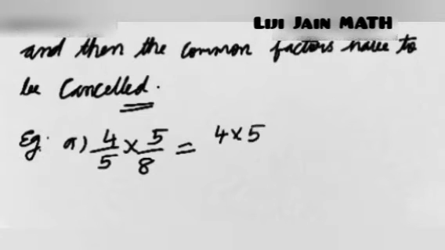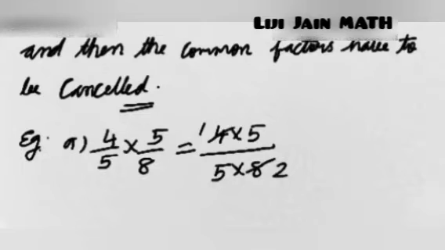Multiply 4 into 5 by, which are the denominators? Yes, 5 and 8 are the denominators, isn't it? Is there any common factor? Yes. Can we cancel 4 by any of the denominators? Yes, 4 and 8 can be cancelled by 4's table. 4 ones are 4. 4 twos are 8. So, that over.